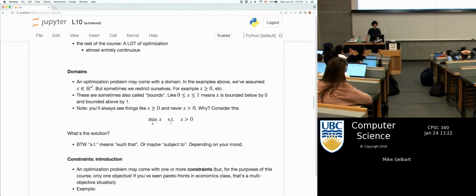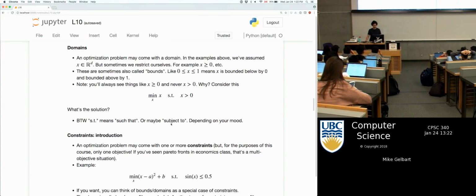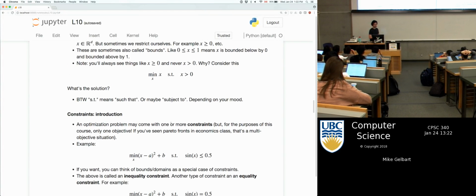Okay, so this brings us into the next part, which is about constraints. I pulled some of this out of the lecture because it won't show up that many times in this course. But those bounds that we were talking about earlier are just special cases of constraints. But constraints could actually take all kinds of forms. An example is the one over here: minimize some quadratic function of x such that sine x is less than 0.5.